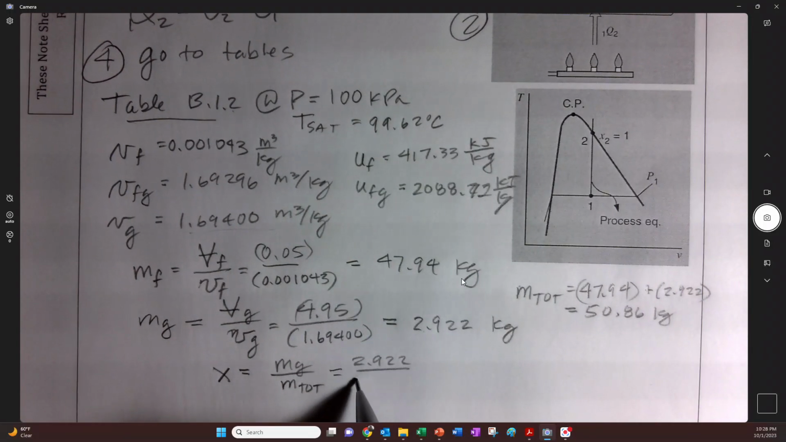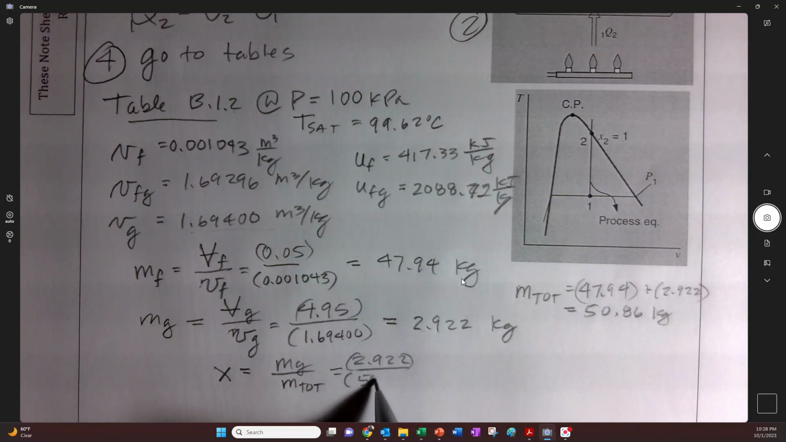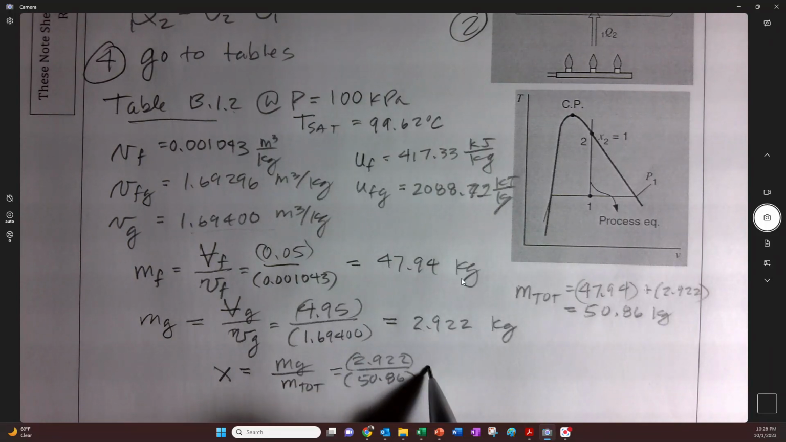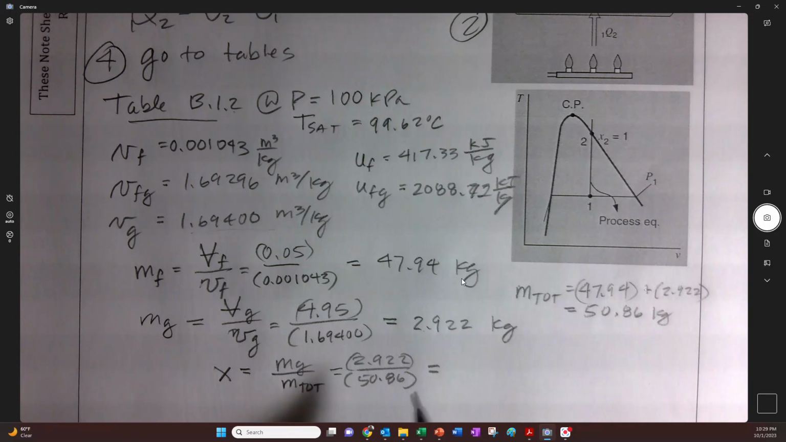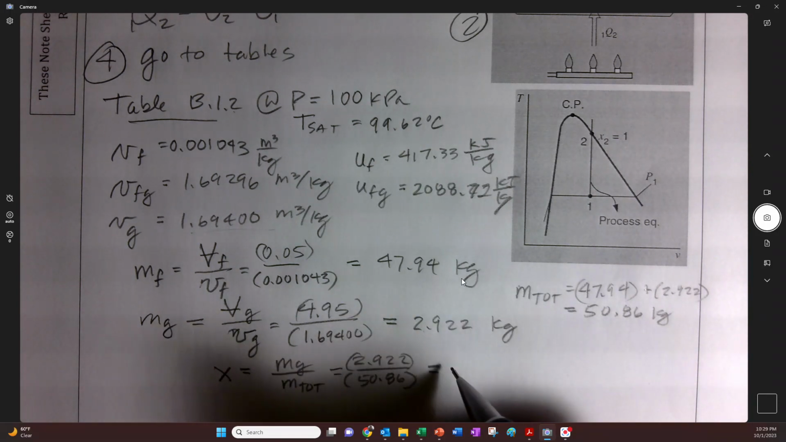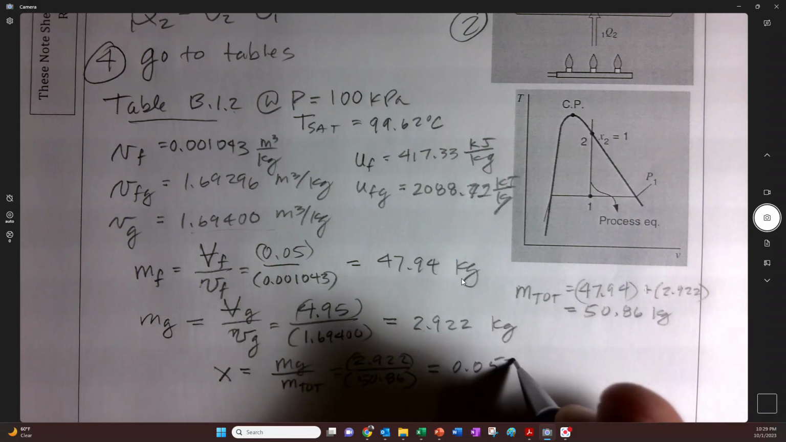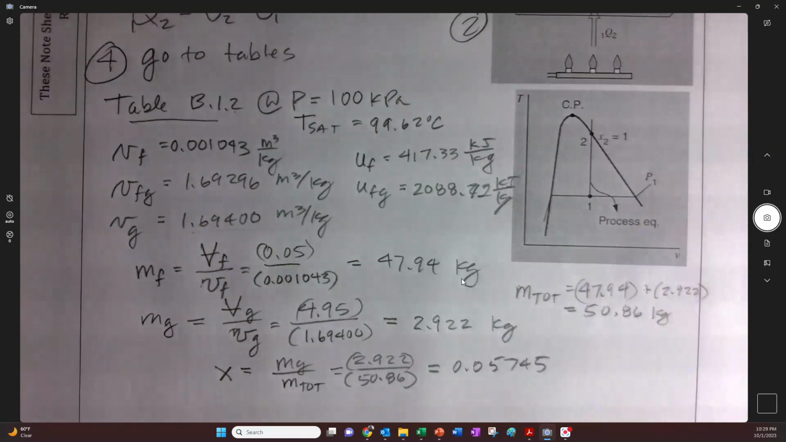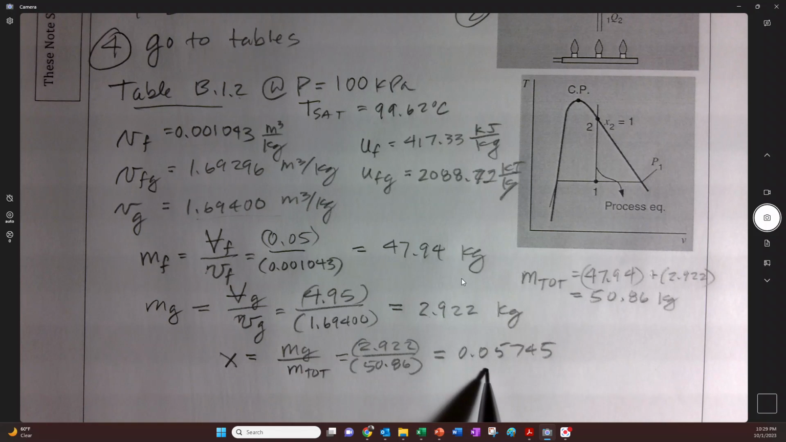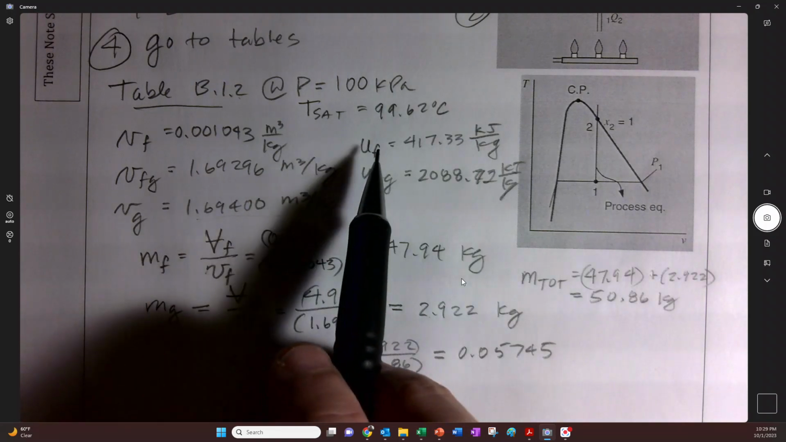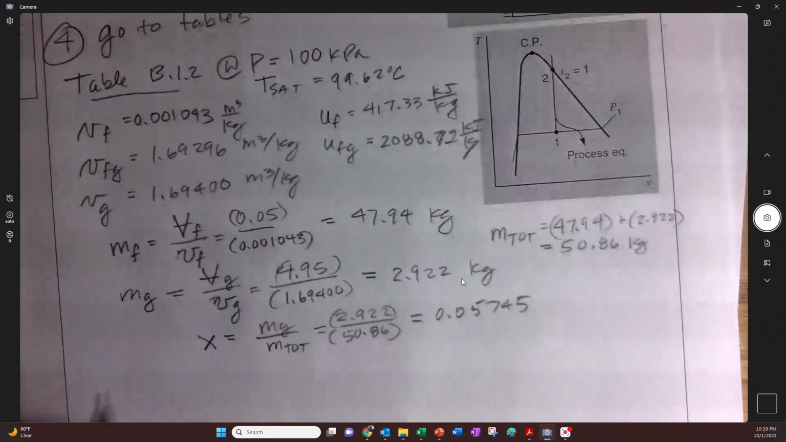So the gas is 2.922 divided by 50.86, and what you're left with is something like, come on, where'd you go? Oh, like 5%. So it's 0.05745.